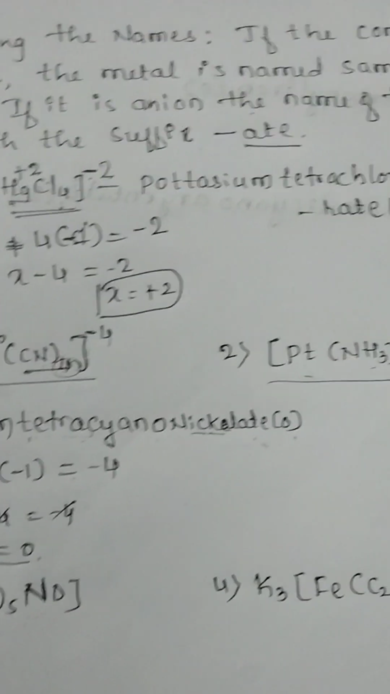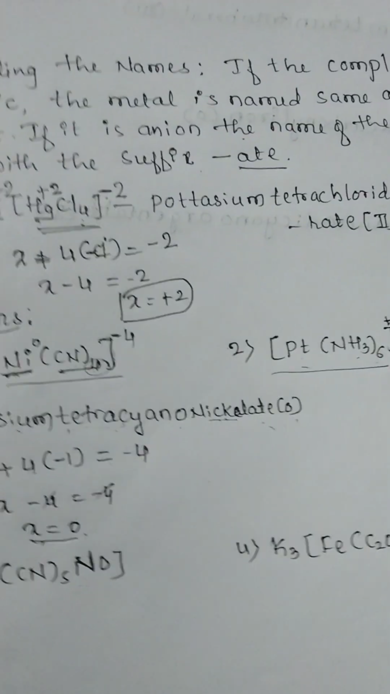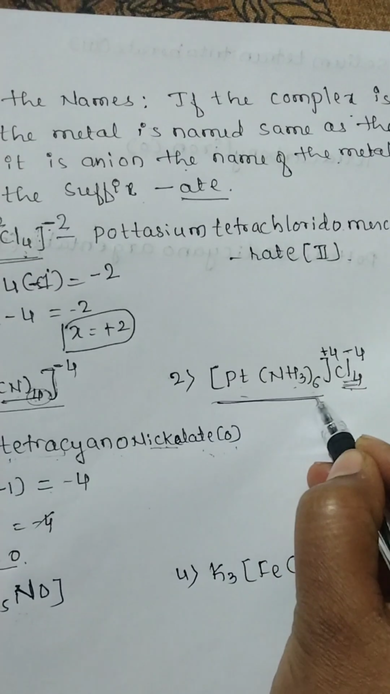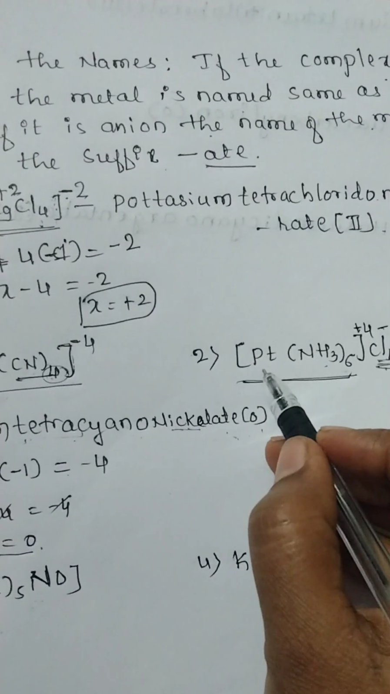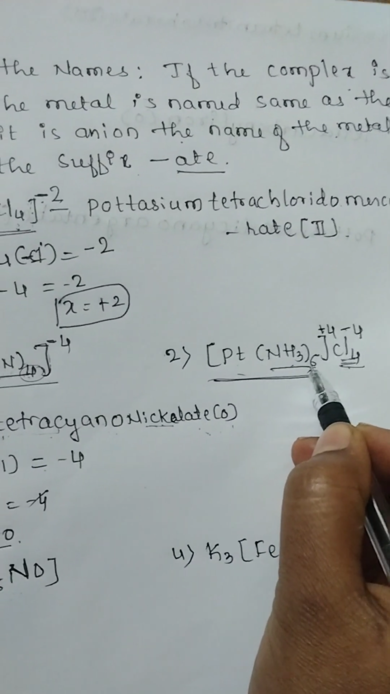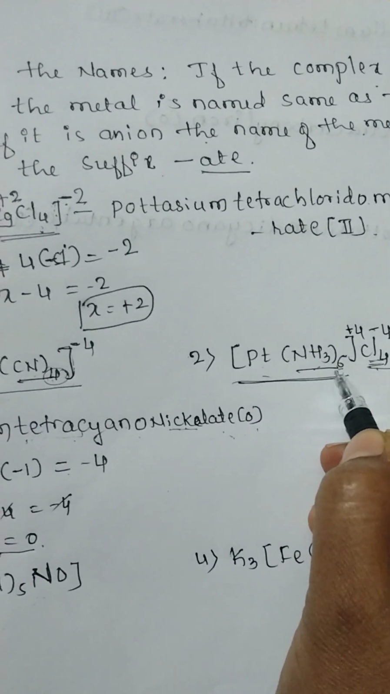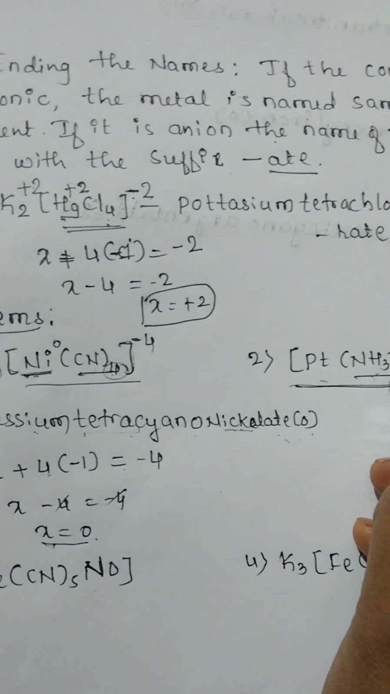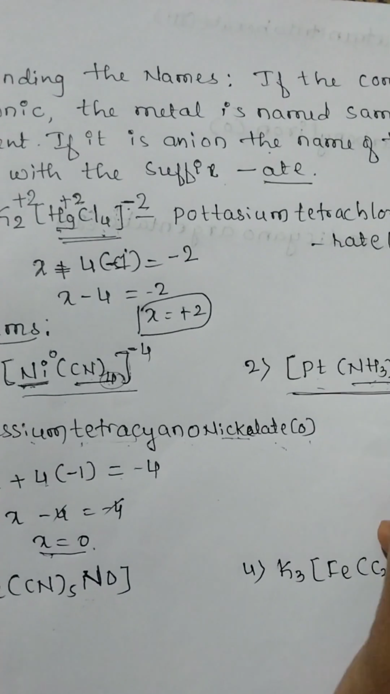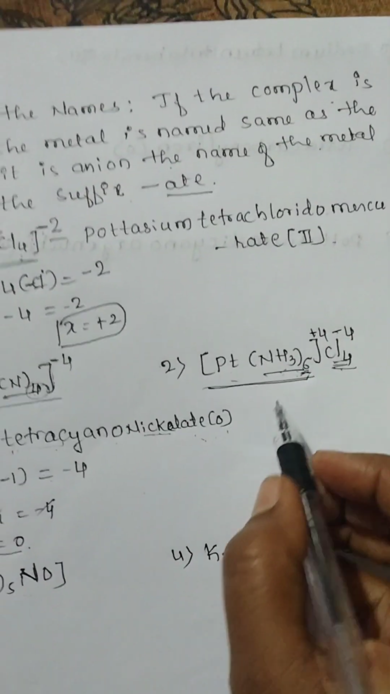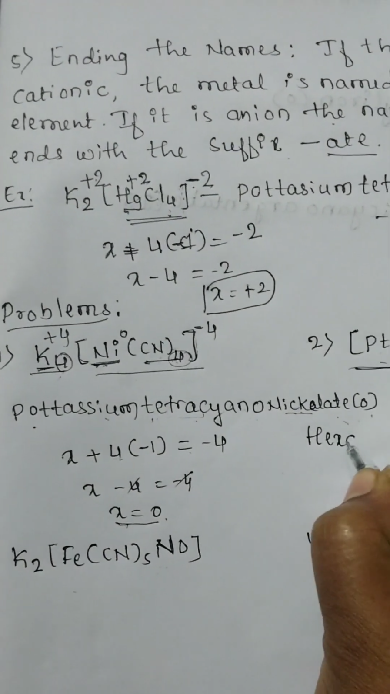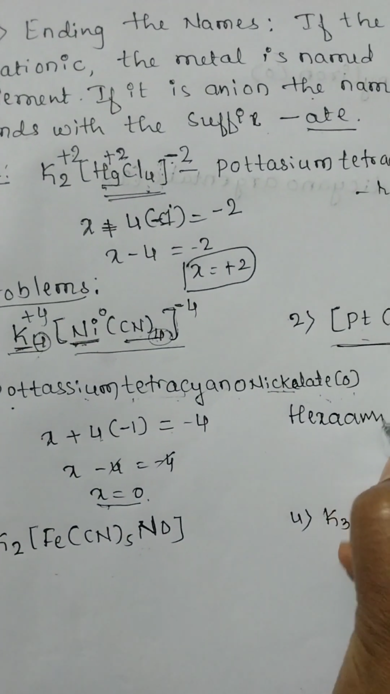According to the rules, first we have to name the cation. The cation here is a complex cation. In the coordination sphere, first we have to name the ligand. The name of the ligand is ammine. It is a neutral ligand, so we name it as the molecule itself. How many ligands are present here? 6. So hexaammine.